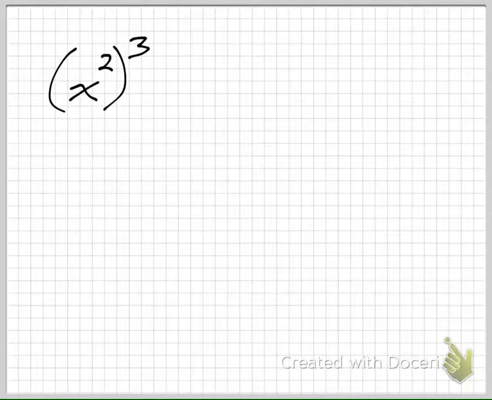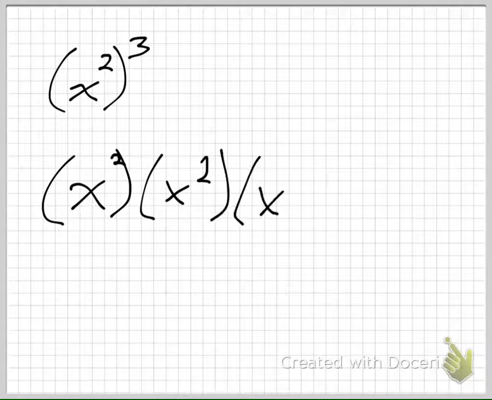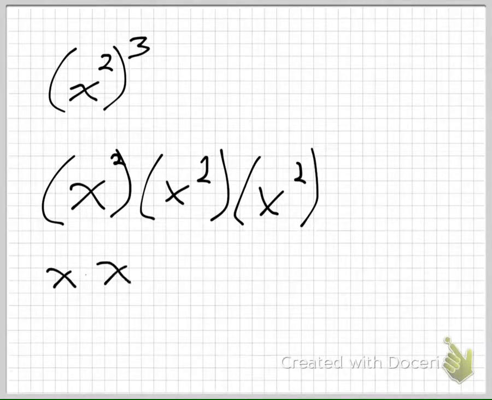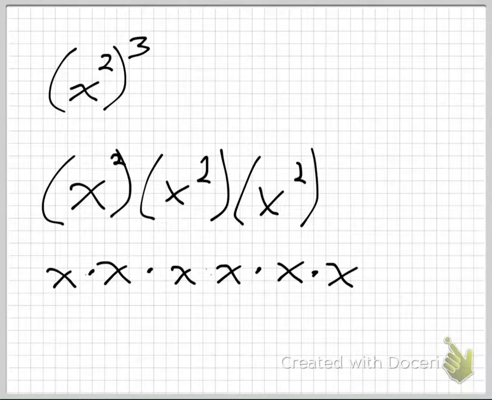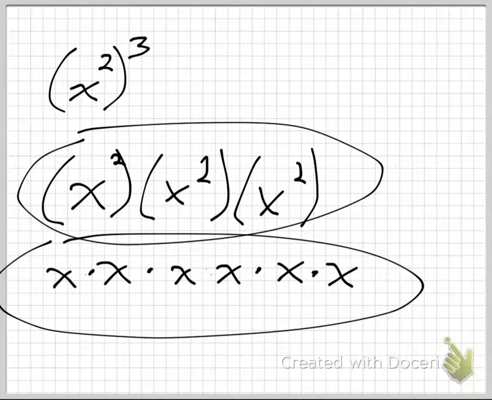So let's rewrite this like we did before. Wouldn't it be x squared times x squared times x squared? Isn't that what we're doing here? Isn't it x squared 3 times? Doing that now, isn't this x times x times x times x times x times x? Isn't that what that is? Yeah. So then what does this equal? X to the 6th, right?